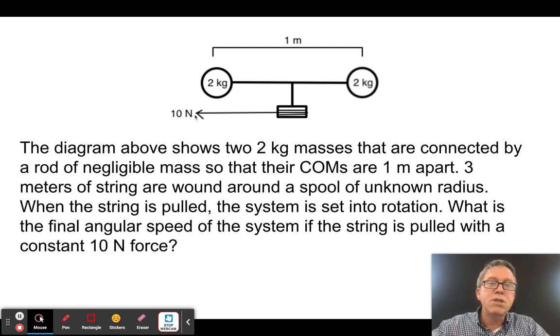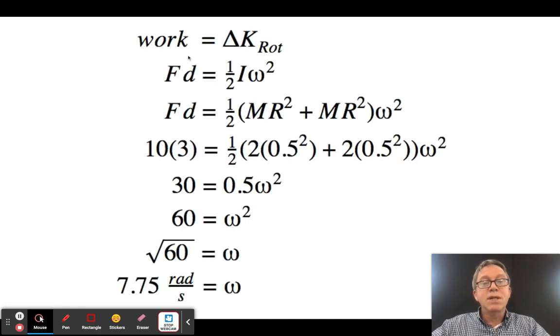And I'm going to pull on this string with a constant force of 10 newtons. So what I want to know is, what is the final angular speed of the system? Well, I can't just use kinematics, or I can't use forces, because I don't know what this radius is, so I don't know what the torque is. But I do know that the work being done is going to be equal to the force times the distance, so I can solve this. Let's do it. So I'm going to use the work energy theorem to solve this.